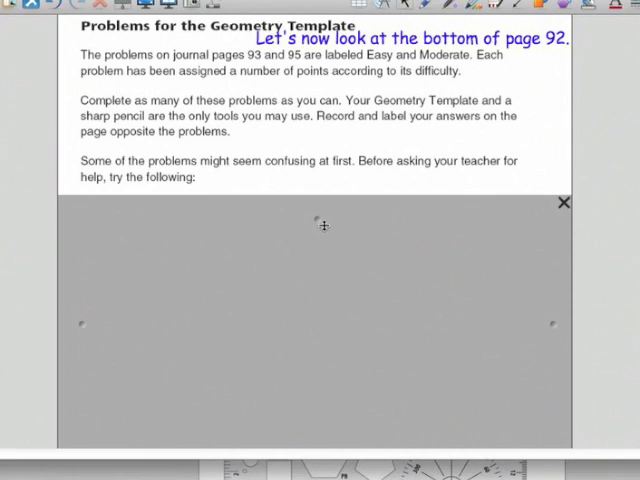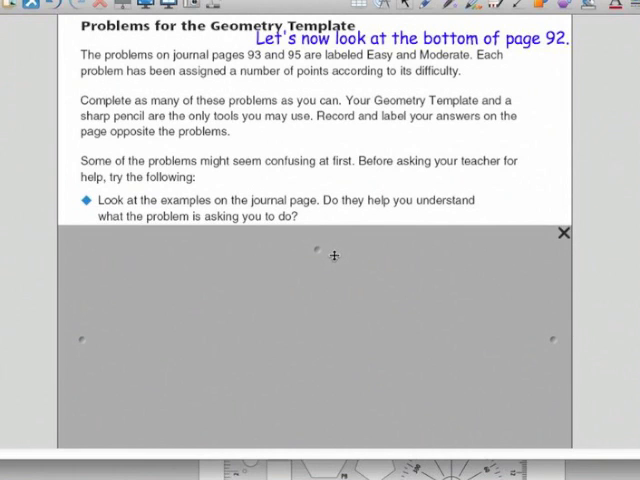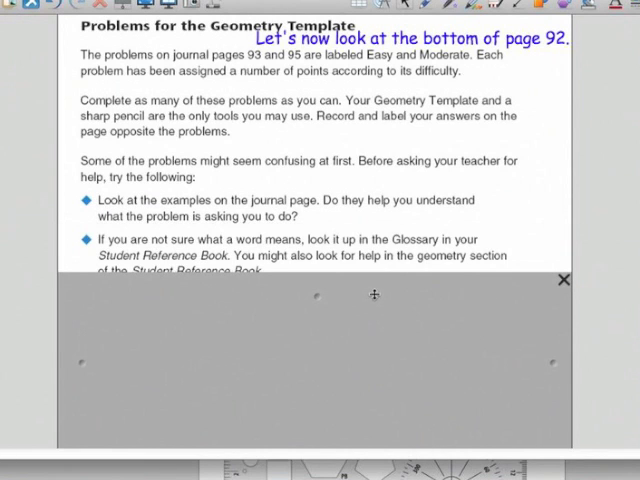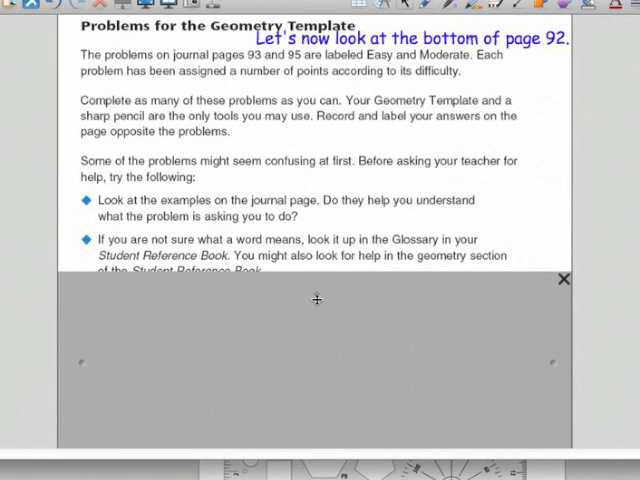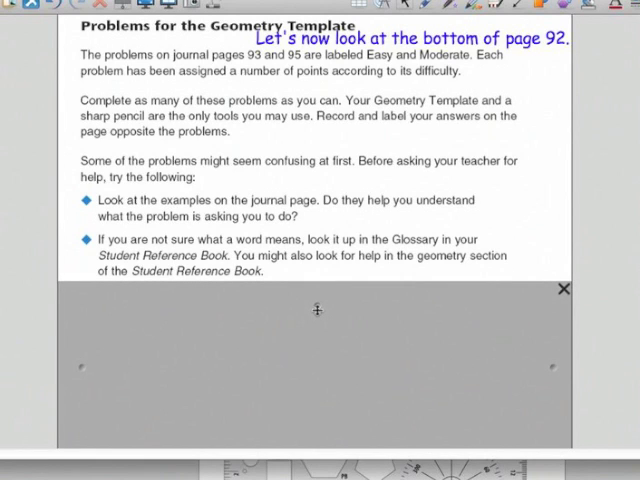Some of the problems might seem confusing at first, but before asking your teacher for help, try one of the following. Look at the examples on the journal page. Do they help you understand what the problem is asking you to do? If you are not sure what a word means, look it up in the glossary of your SRB. You might also look for help in the geometry section of the student reference book.